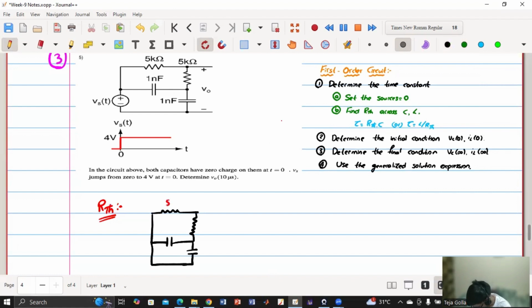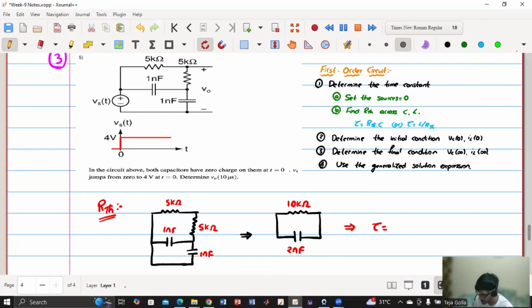So we'll have 5 kilo ohm, 5 kilo ohm, 1 nanofarad, 1 nanofarad. Now if I simplify it, I'll get something like this. Two capacitors in parallel means I have to add the capacitance, so it is 2 nanofarad, and two resistors in series means 10 kilo ohm. So from this, I'll get tau equal to how much? RC. 20 microseconds, right? Yeah, 20 microseconds. So this is my tau. So first we have calculated tau.